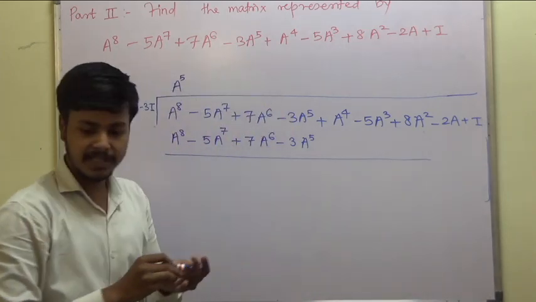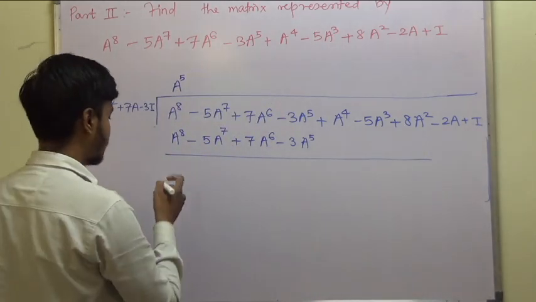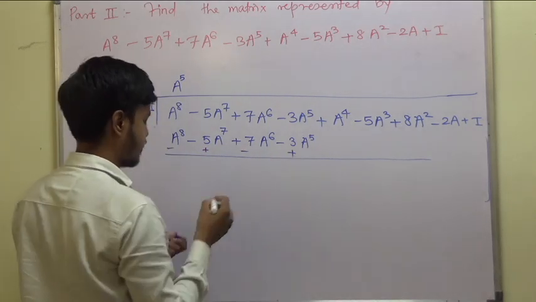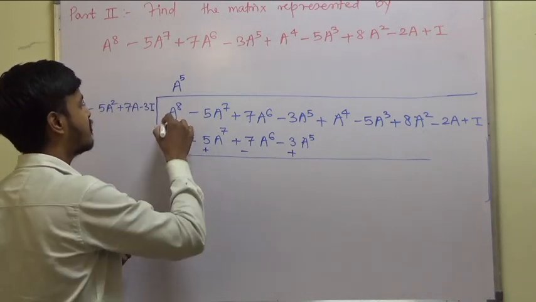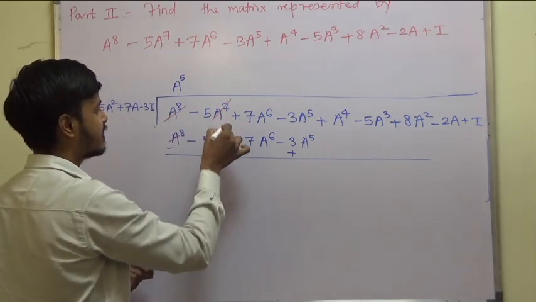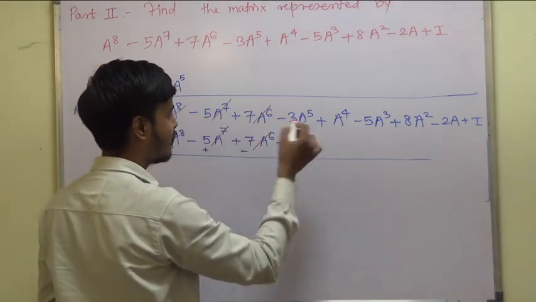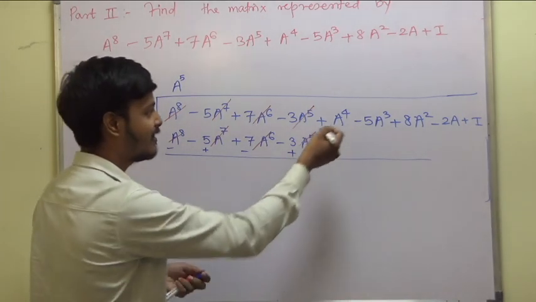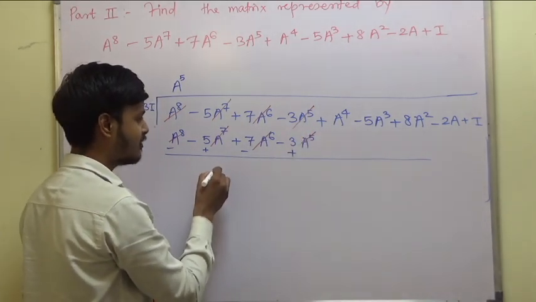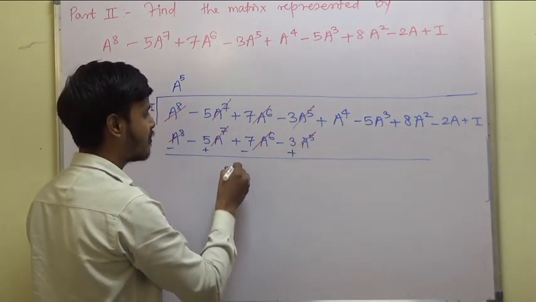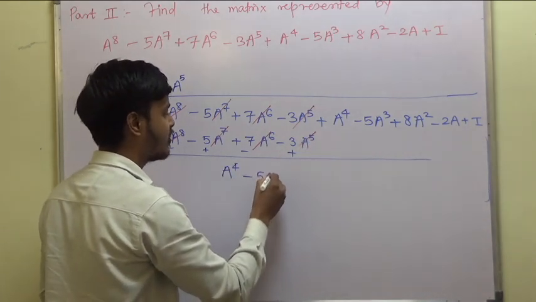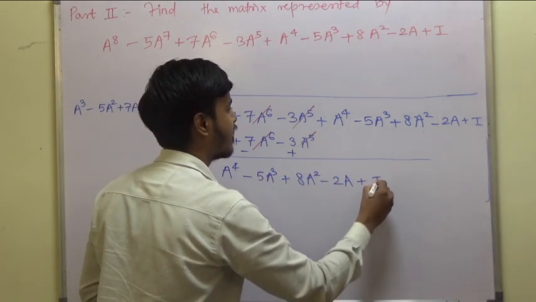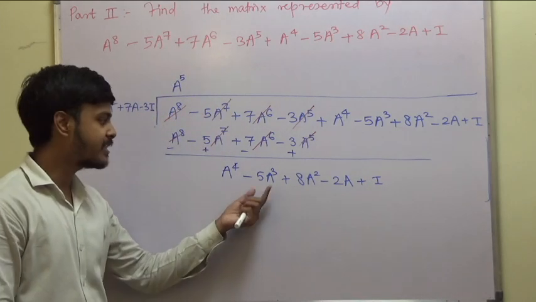Okay, now there will be a change in sign, like this: minus plus minus plus. Now as you can see, a to the power 8 gets cancelled, this gets cancelled, this also gets cancelled. Wow, that's so nice. All these things get cancelled, so we remain with a simpler one, that is a to the power 4 minus 5a cubed plus 8a squared minus 2a plus I. Okay, now we have this equation.